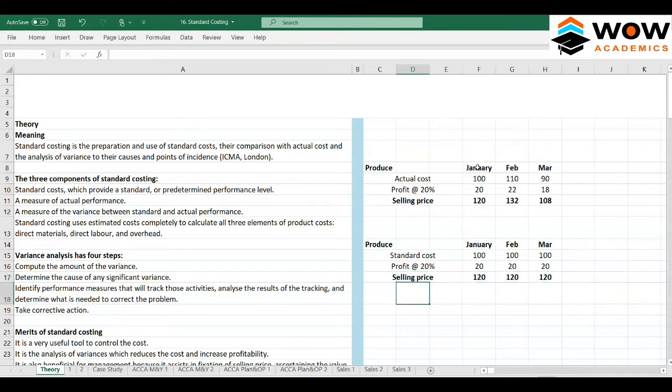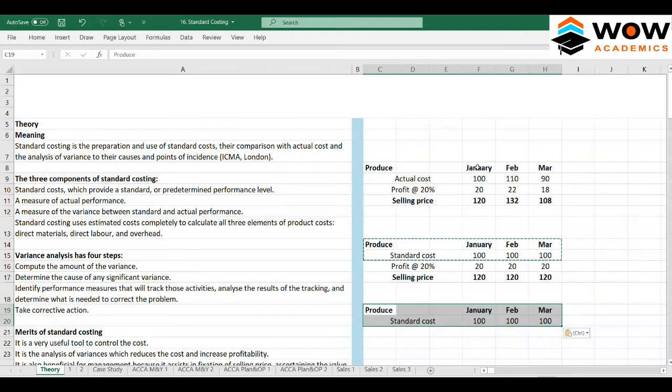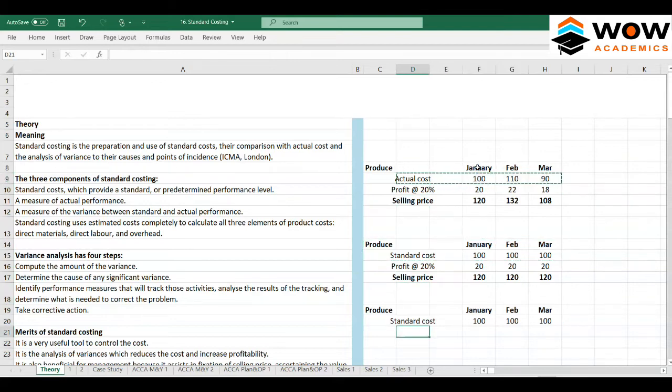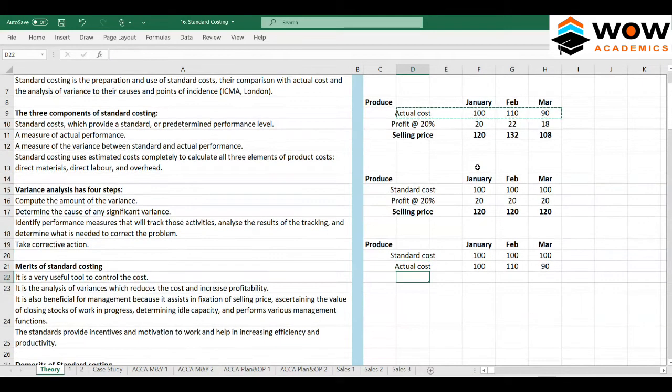But is our problem solved? The answer is no. Our headache is not solved just because we are going to charge the cost based upon standard. Our problems are not evaporating. It's still there. Why? Because we have to produce the product at 100. That's our standard. But there is a difference between the standard and the actual. That difference is called variance.